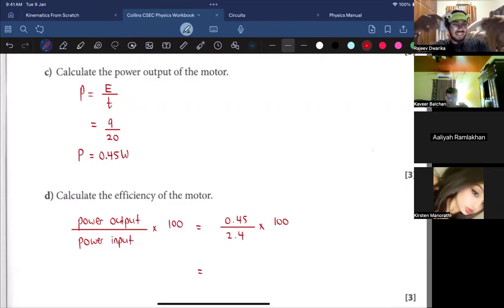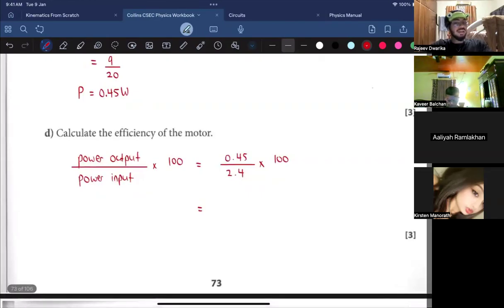Anything that moves has to face friction, right? If you rub your two hands together, your hands will get hot. Again, that's because of friction. So even though we put in 2.4 watts, we don't really need that 2.4 watts. We actually need 0.45 watts. Because we didn't utilize how much we put in, a lot of it was wasted, and that's why we see it as inefficient. So did you get 18.75%?